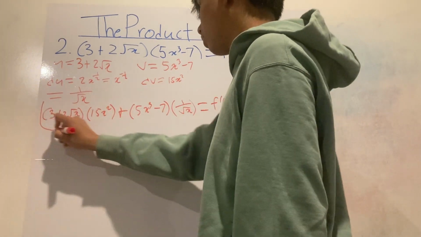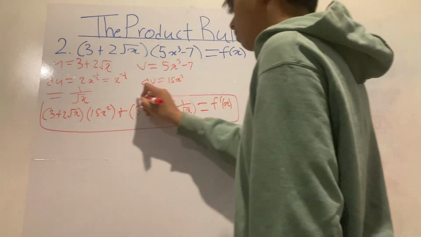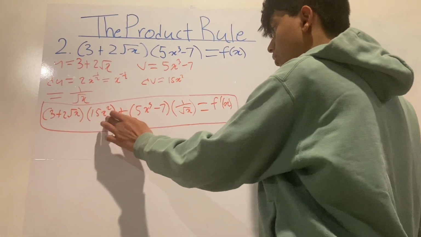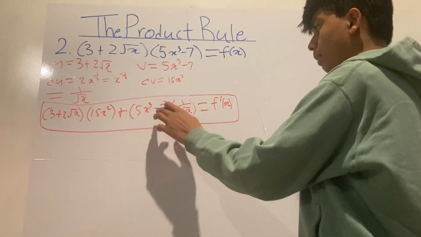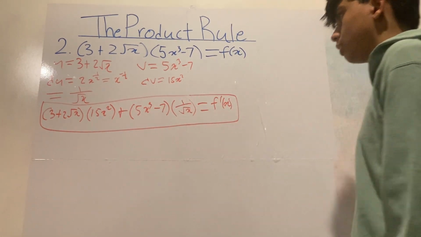f prime of x equals 3 plus 2 root x times 15x squared plus 5x to the 3 minus 7 times 1 over root x.